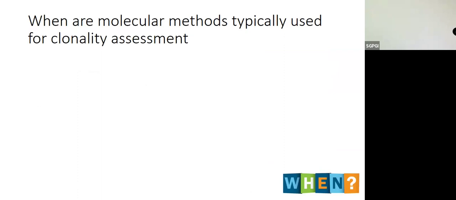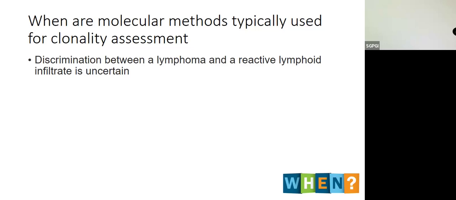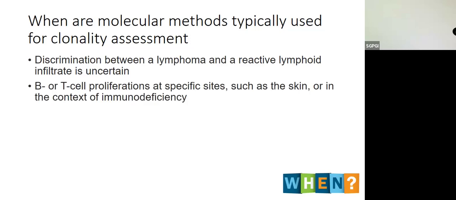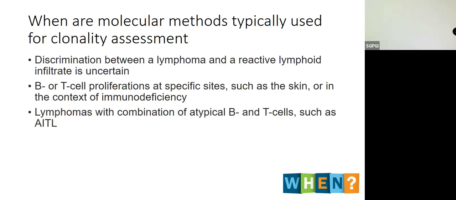So when are molecular methods usually used for clonality assessment? Usually when the discrimination between a lymphoma and a reactive population is uncertain, when you have certain sites which are difficult to access or difficult to get tissue from, which you can flow, such as the skin, sometimes in the context of immunodeficiency, and lymphomas where you have a combination of cells.